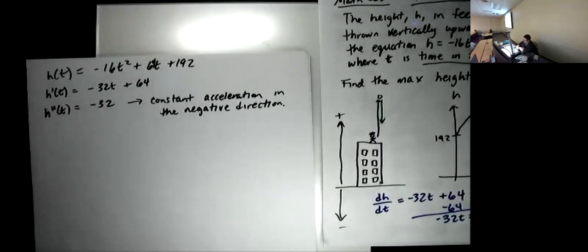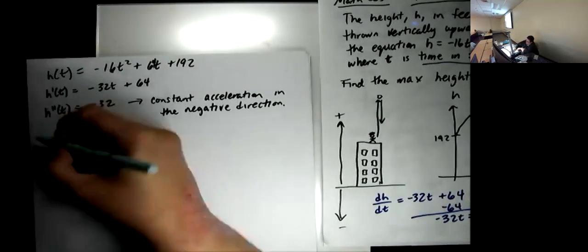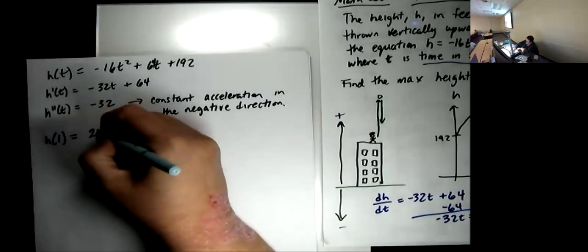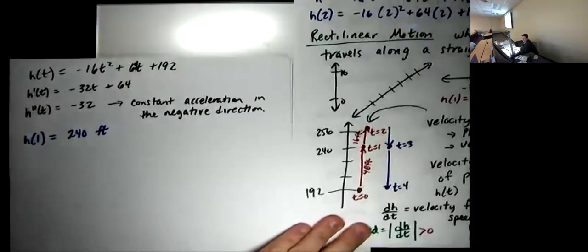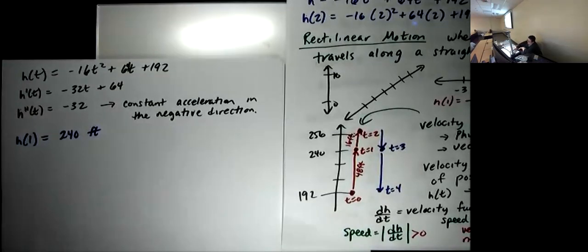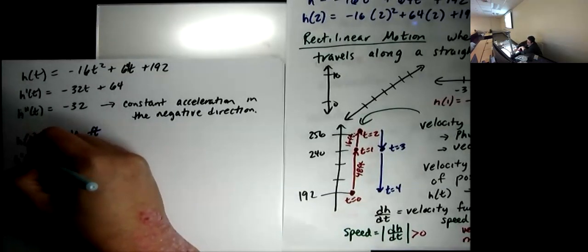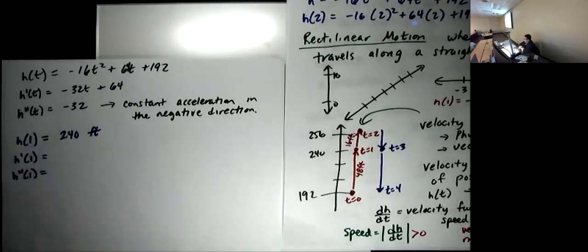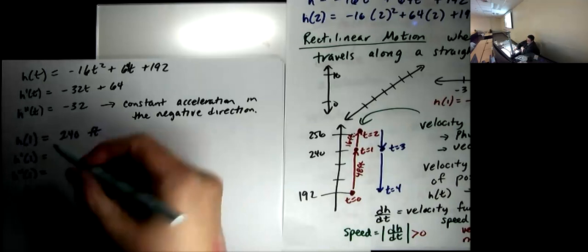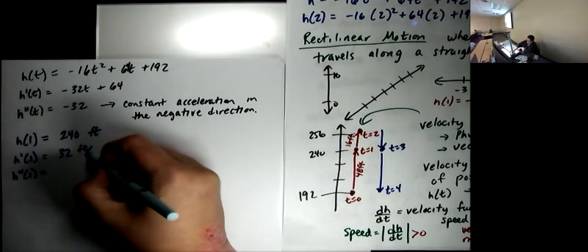Let's look at h of 1. We already said h of 1 was 240 feet. I'm going to have that little picture up here while we look at it, because we drew pictorially what was going on. What's h prime of 1 and h double prime? Dalton? 32 feet per second and negative 32 feet per second.